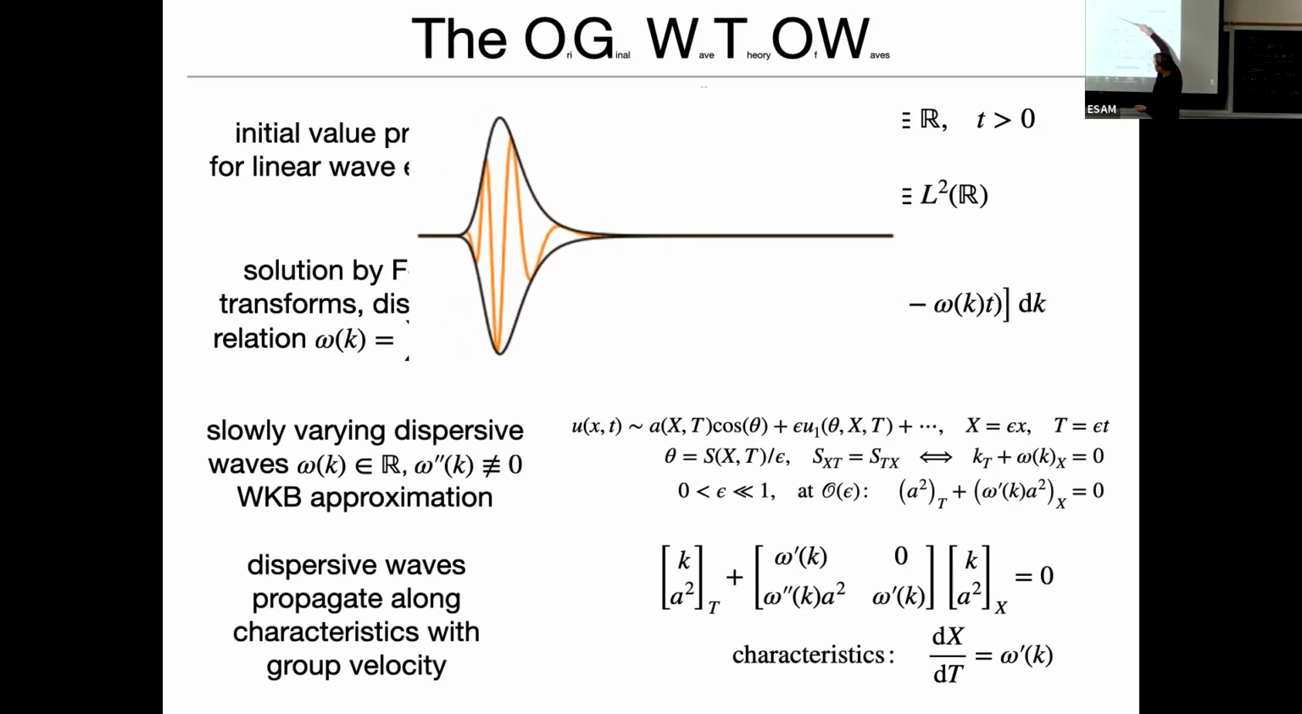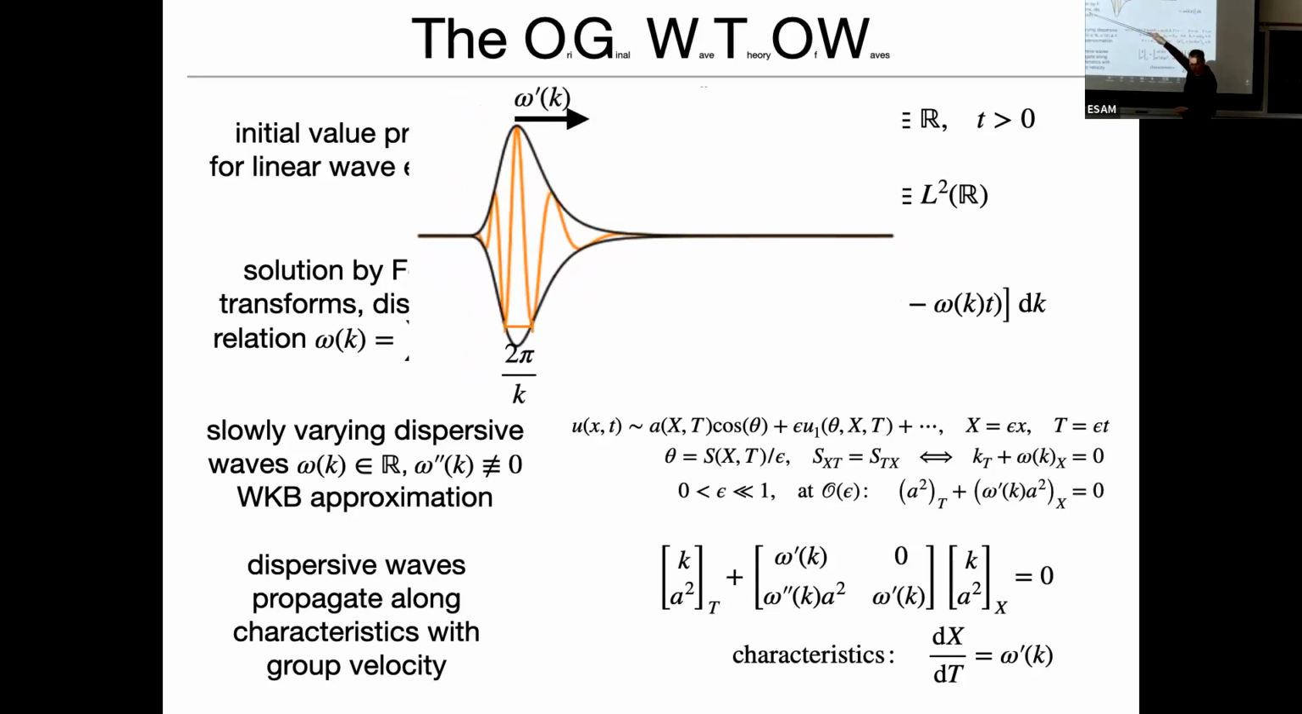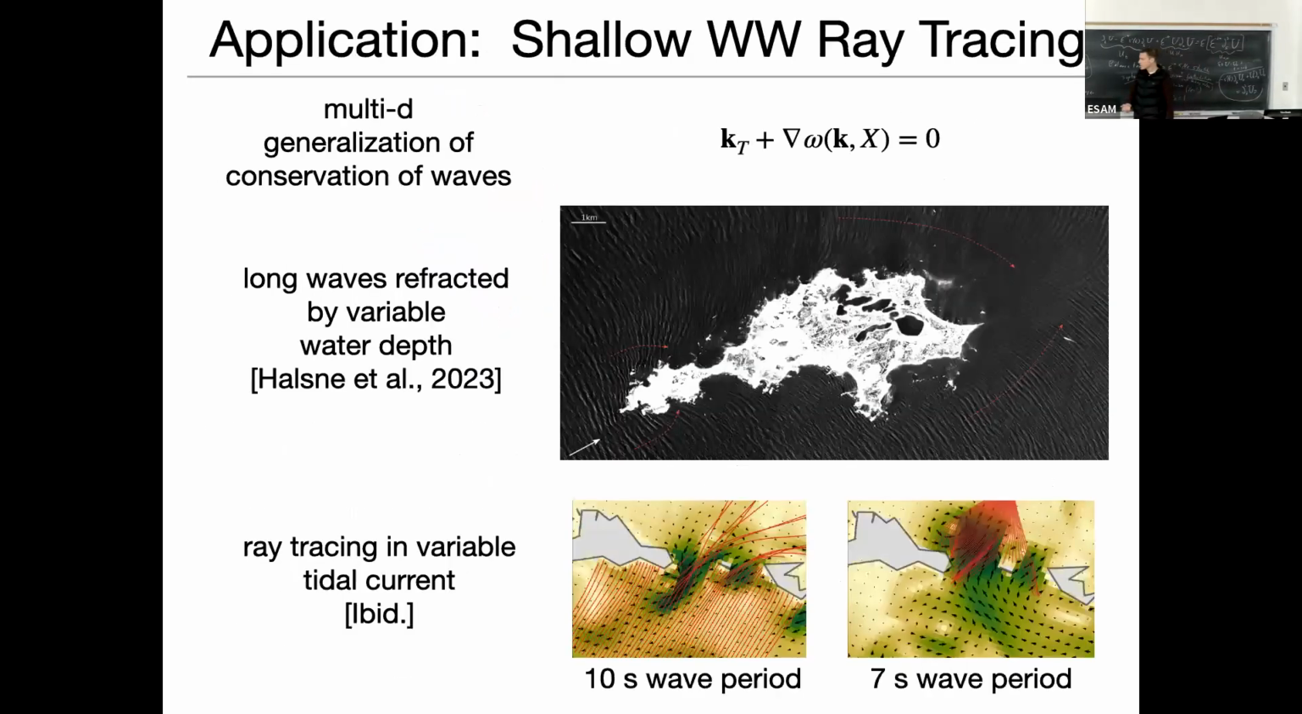So you have a rapidly varying wave with a slowly varying envelope, and the motion of that envelope is given by the group velocity, but you saw it was quite different from the phase velocity of the underlying carrier wave. And here's a nice little example of using that conservation of waves equation. You can generalize it to multiple dimensions.